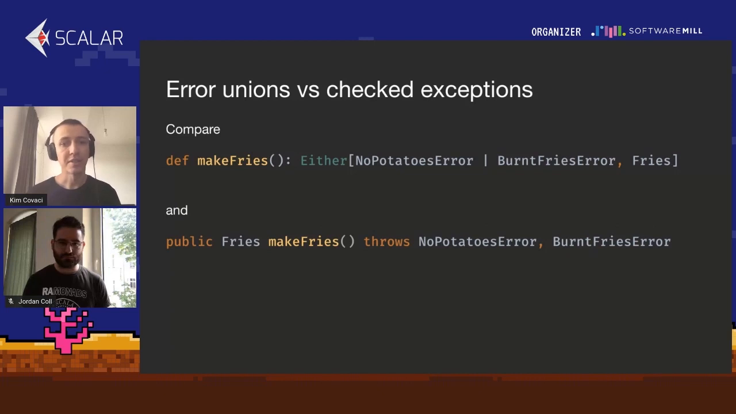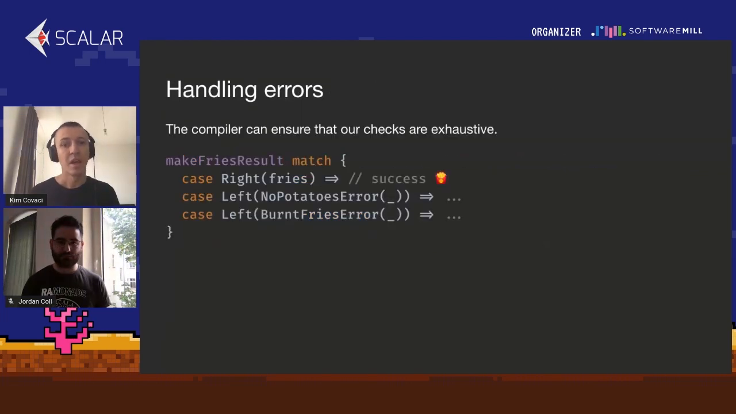If you compare this with checked exceptions, they actually look pretty similar. So here I have our make_fries method that uses Either with union types on the left, and here I have Java syntax with checked exceptions. And in both cases, you can define an exhaustive list of errors that those methods can fail with. And in both cases, on the call side, you need to handle them somehow, or you need to propagate them further. When you handle errors, the compiler will ensure that all your pattern match checks are exhaustive. That means that you cannot simply skip an error here because it won't compile.